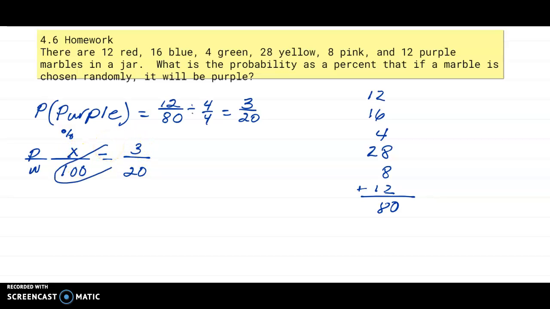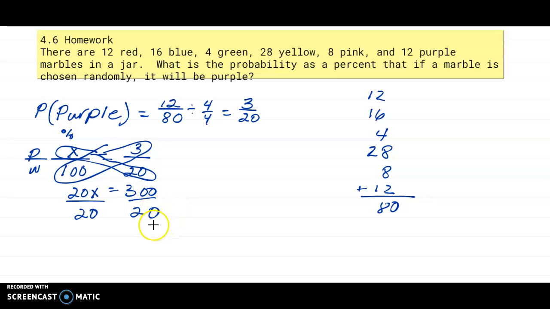So I'm going to solve by cross multiplying. I get 20x equals 300. I'm going to divide by 20. And x equals 15. 300 divided by 20 is 15. So that means that the probability of pulling a purple marble out of the jar is 15%.